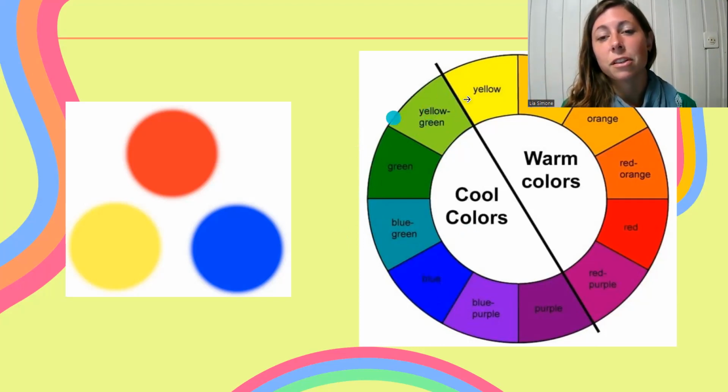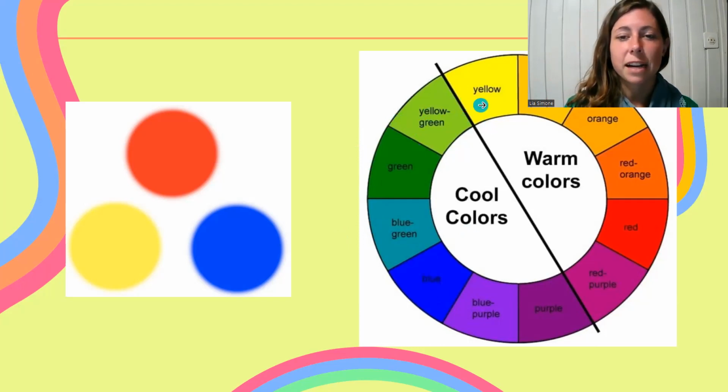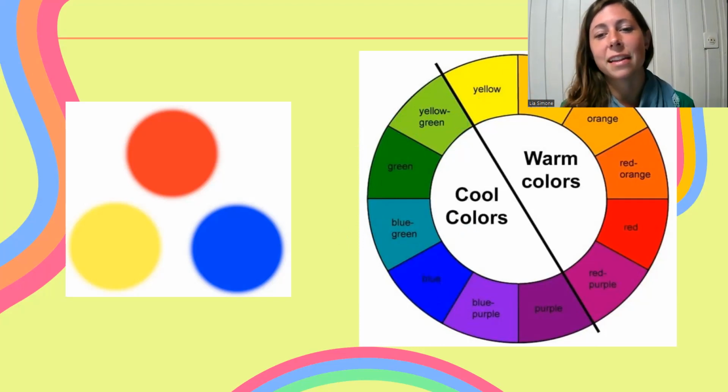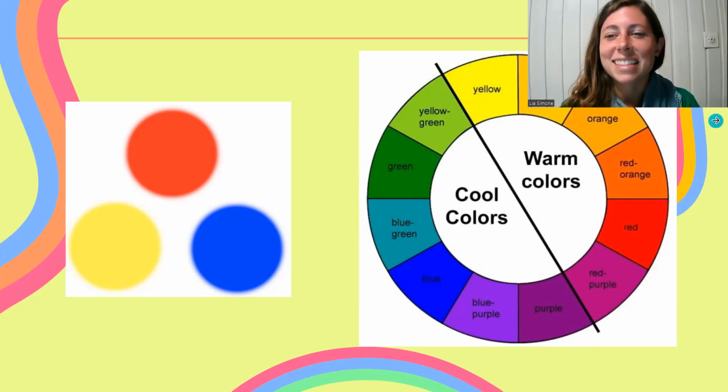And similarly, yellow-green, same effect. You mix yellow and green. You still get green, but it's more yellow than the more standard green. So again, that's just some super basic color theory I wanted to share with you.